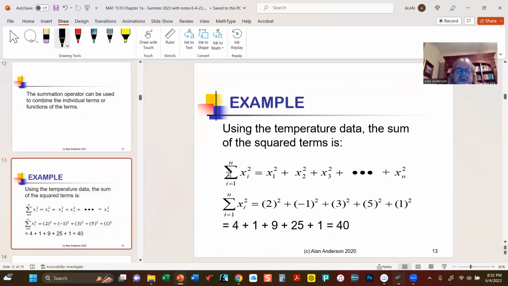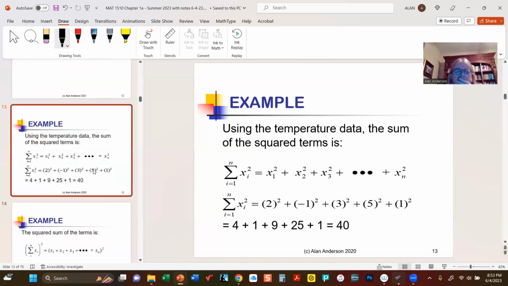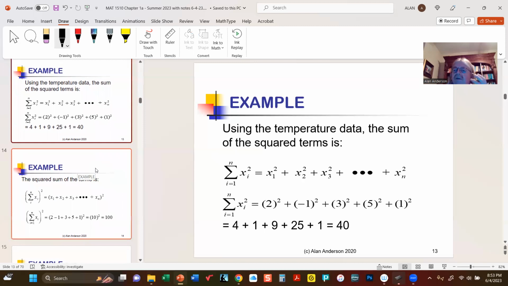Let's just quickly look at a couple of other cases. For example, here we have the sum of the squared x's. What that's telling us to do is square each term before we add them up. So using the same data we had a minute ago, which was 2, -1, 3, 5, and 1, if you square each term separately and then add them up, you'll see that this time we get 40. You never know, depending what formulas you're working with, what kinds of functions of x you might need.